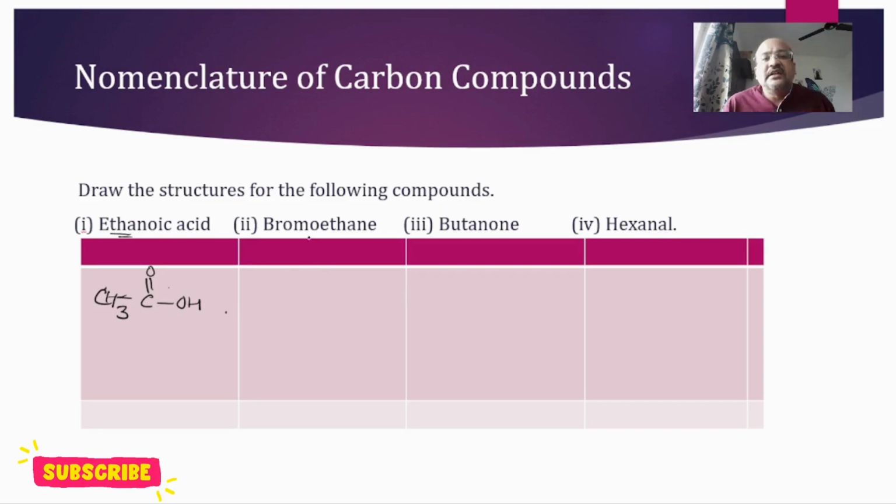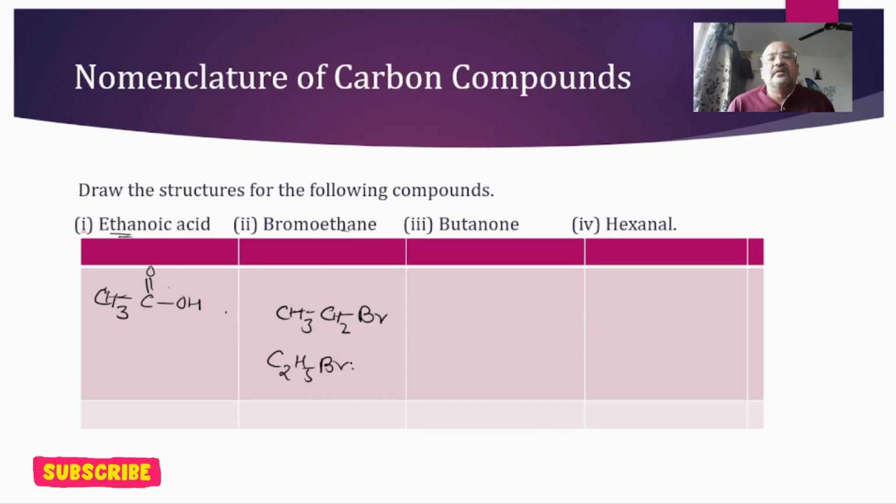Now let's see the second example, bromoethane. So ethane is there, 2 carbon. So bromo, and now what will we put? We'll put Br. You can put it on this carbon or this carbon. So what we'll do now, 1, 2, then this will be 3, 4, 1, C2H5Br.